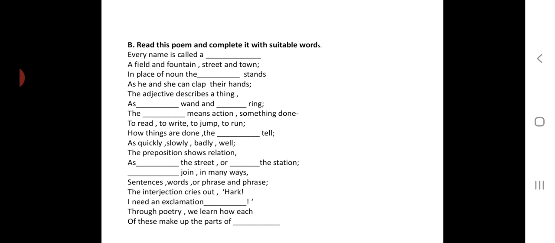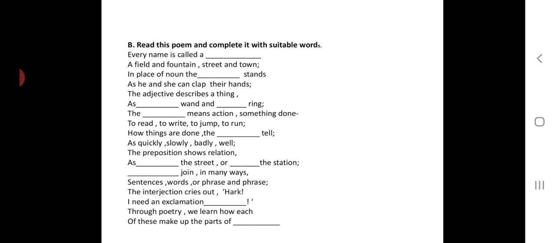A field and fountain, streets and town. In place of noun, the dash stands. What stands in place of noun? Pronoun. So the pronoun stands as he and she can clap their hands. The adjective describes a thing as dash wand. Describe a wand, what can you put before it? Magic wand. And dash ring, expensive ring, right? Here I'm putting the word expensive. I'm describing a ring with the help of an adjective called expensive. You can put any, but let's stick to one, expensive, right?